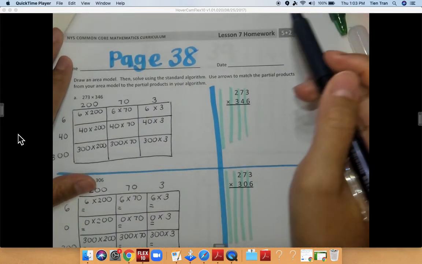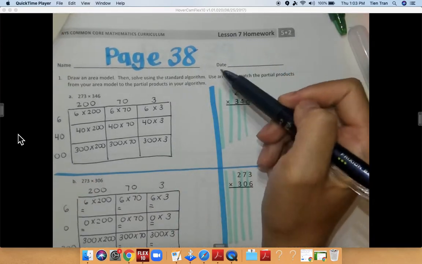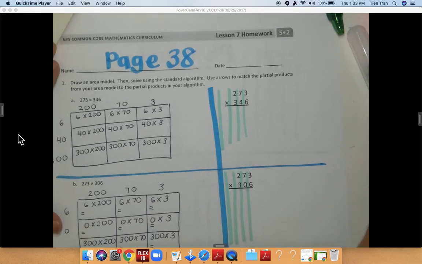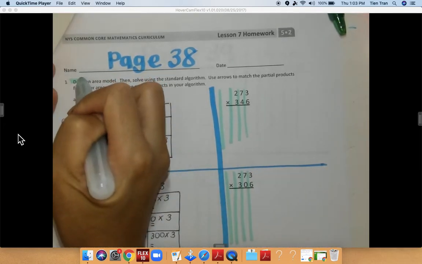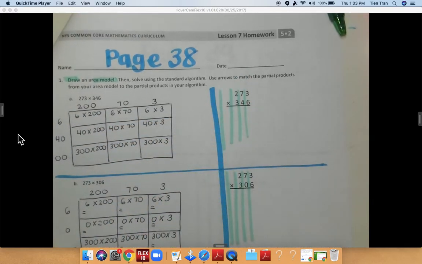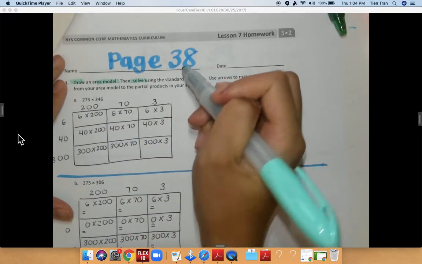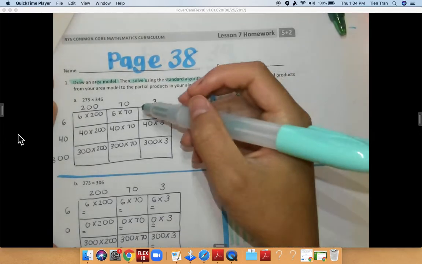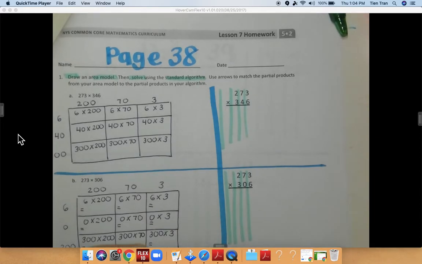We are on page 38, lesson 7. Make sure you are on the correct page. For the first question, they are asking you to draw an area model. So we are going to draw an area model. This is what the area model looks like. And then solve using standard algorithm. Use arrows to match the partial products from your area model to the partial products in your algorithm.